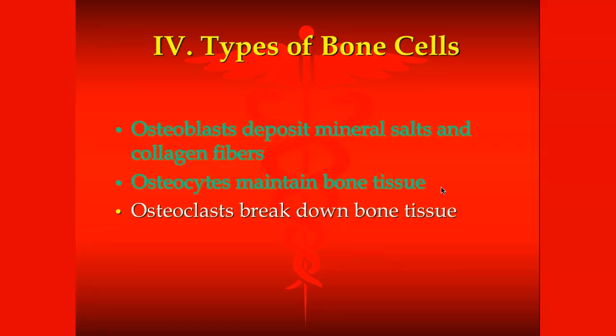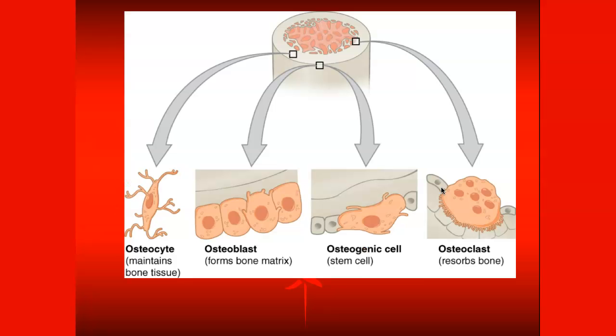So when we talk about bone cells, the osteoblasts, clasts, and cytes, they don't really form a large part of our bone volume, but without them, we wouldn't have bones. And so we talked about these three: osteoblasts, cytes, and clasts. And then we also want to talk about osteogenic cells and what they do as well.